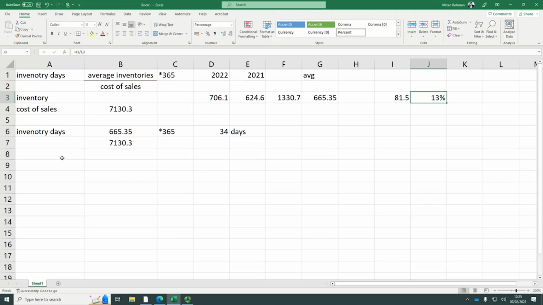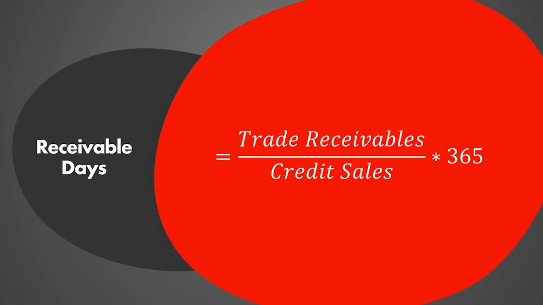The second ratio which we need to calculate is receivable days, and for M&S this ratio is very confusing. And more, it should be trade.